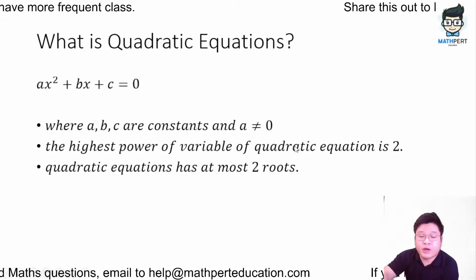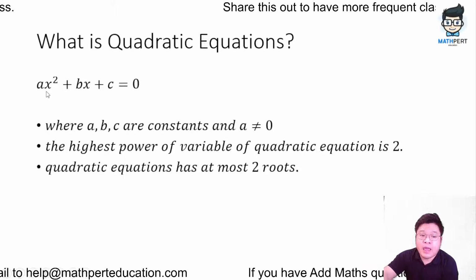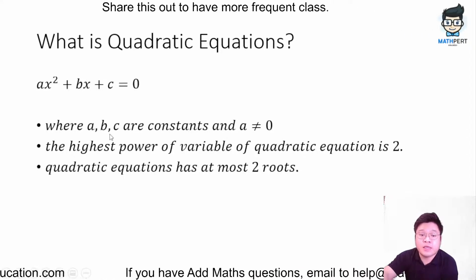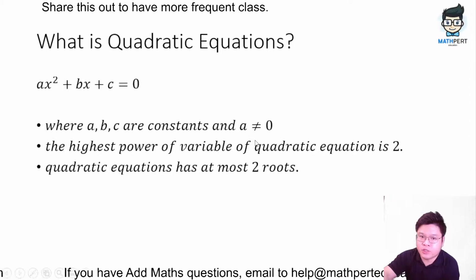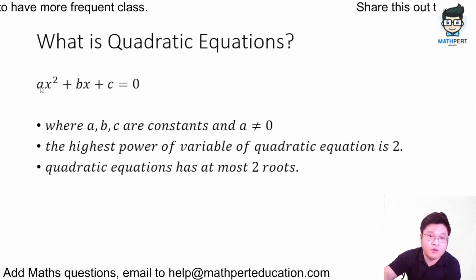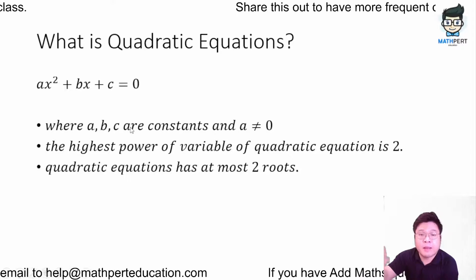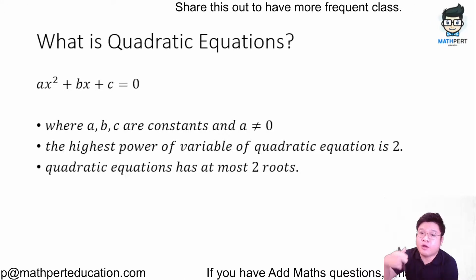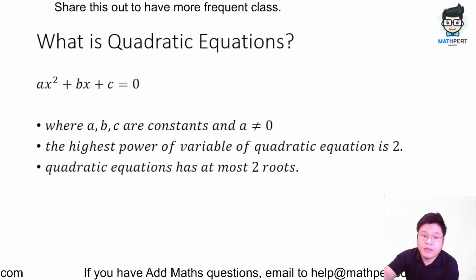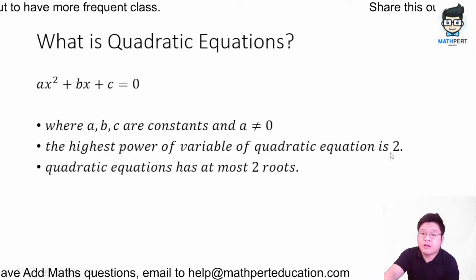Alright, so what is a quadratic function? Basically, a quadratic function means ax squared plus bx plus c, where a, b, c are constants, and a does not equal 0. If a equals 0, the whole term over here will be equal to 0. What are constants? Constants are numbers. They can be fractions, whole numbers, decimals, or negative numbers. And then the highest power of the variable in a quadratic function is 2.